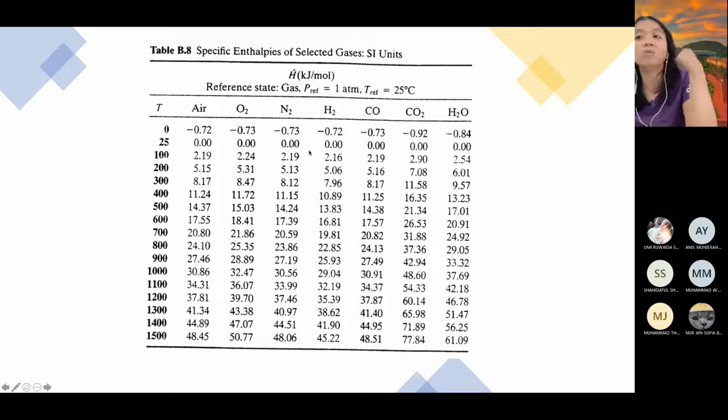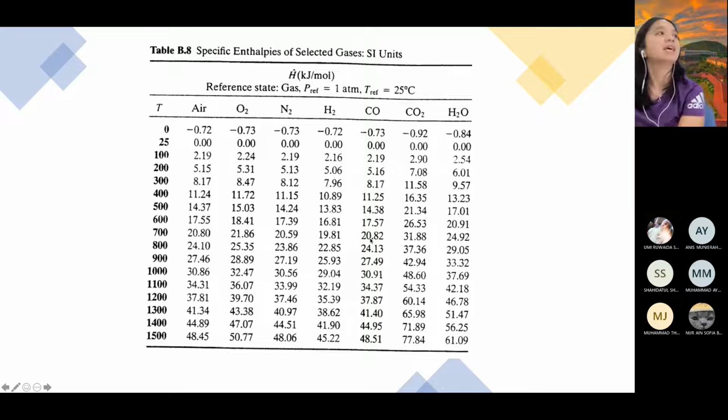So let's say if you are using air or O2 or N2 or H2 or CO, CO2 or water, tapi water ni pun dalam bentuk gas, then you can use, water ni dalam bentuk liquid lah. You can use table B8.